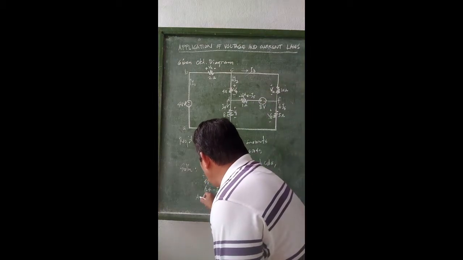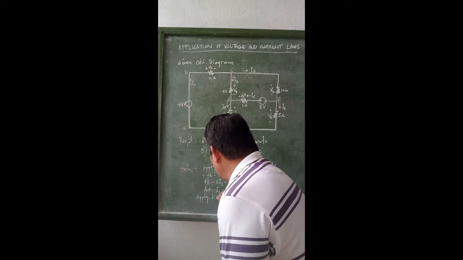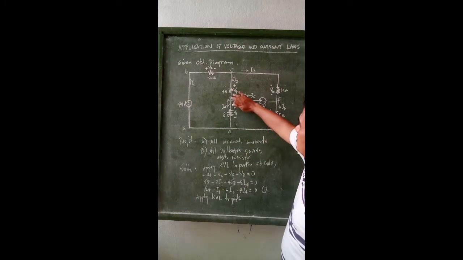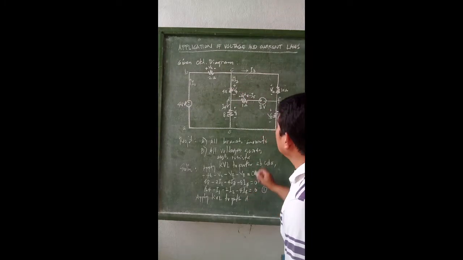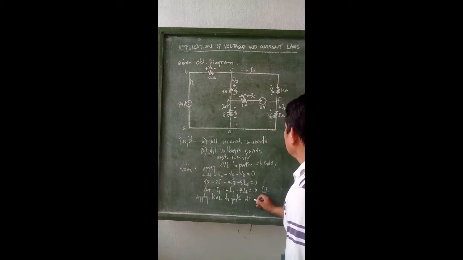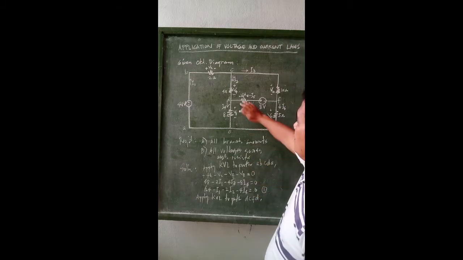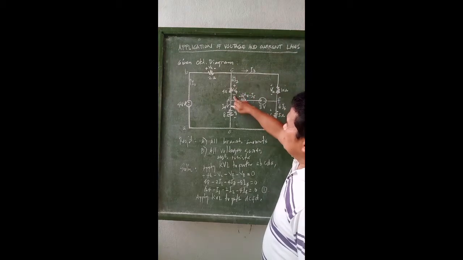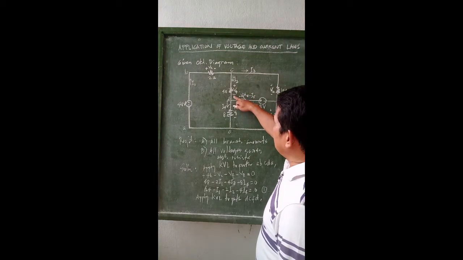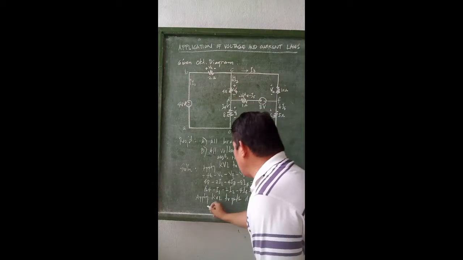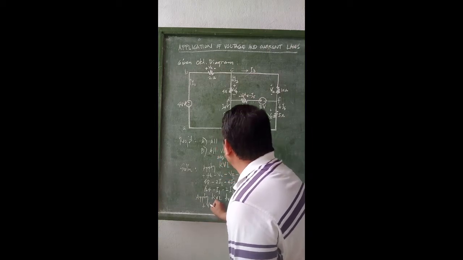Now, the next one is we apply the voltage law to a path, say starting from D down to C to F and then to D. The voltage equation will be starting from D down to C. The voltage V sub 4 is to be traced from negative to positive. So we say positive V sub 4.